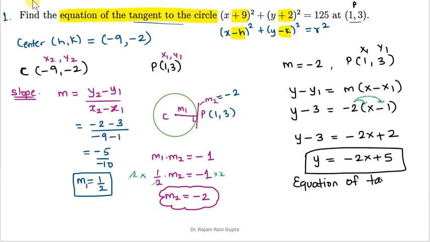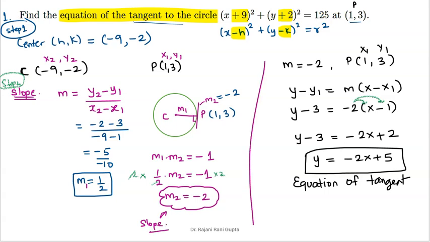to the circle. Okay, so you need to remember the steps. What is the first step? Find the center. Then find the slope. After finding the slope, find the slope of the tangent. And then use the concept of the equation of a line. Let's solve another question to make it more clear.